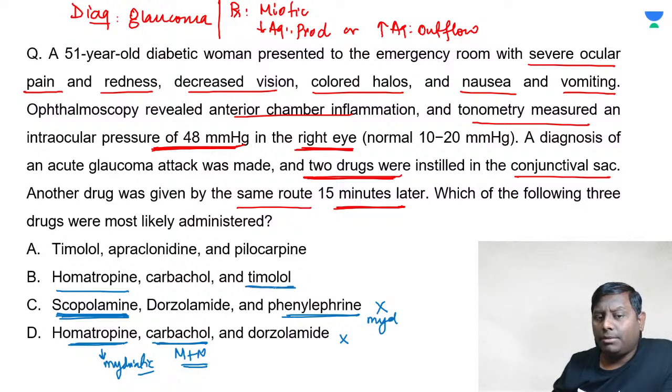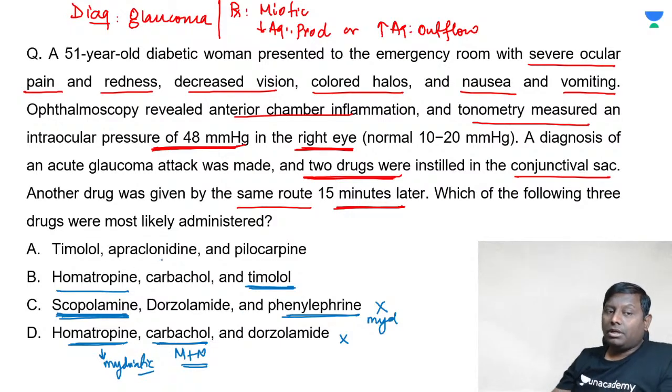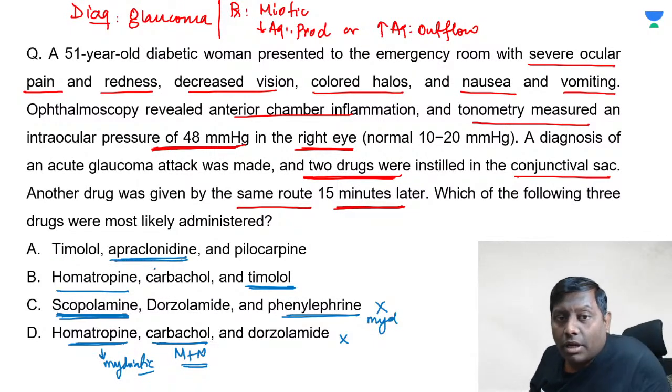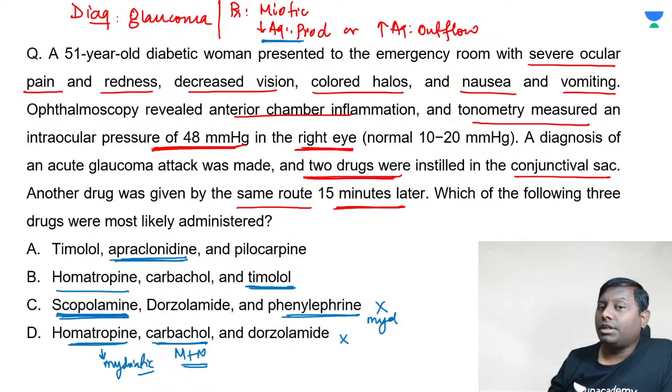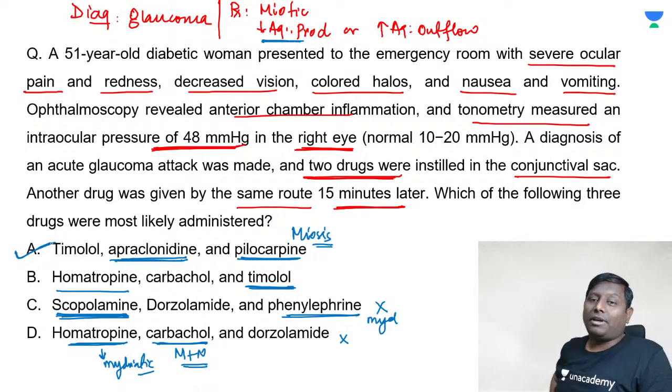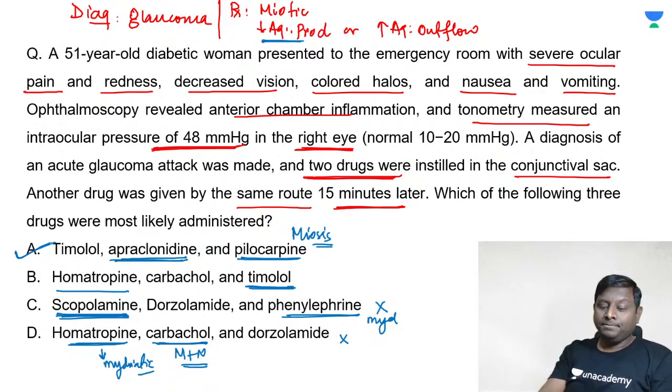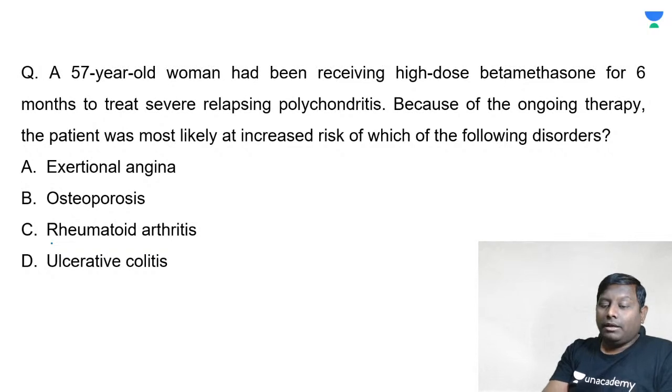Like timolol, can it be used? Yes, timolol is a beta blocker and is going to decrease the aqueous production. Apraclonidine, an alpha 2 agonist, has dual action. It will decrease the production and it will also increase the uveoscleral outflow. Pilocarpine is a miotic agent. It will cause miosis and improve the outflow of the aqueous. So which three drugs are used for the management of glaucoma? There you go. This type of question you can also expect in your upcoming examination. Do remember that, okay? Miotics are used, mydriatics are contraindicated, rule of thumb. Do remember that. Okay, let's talk about the next.